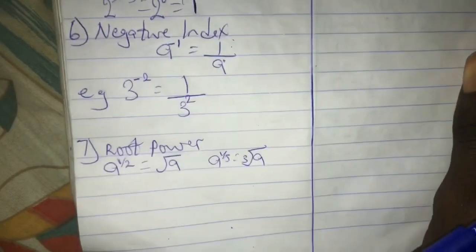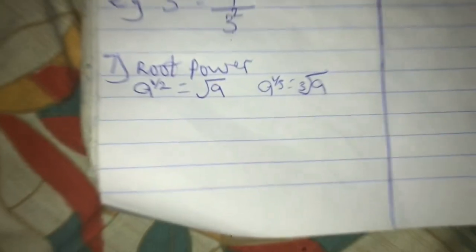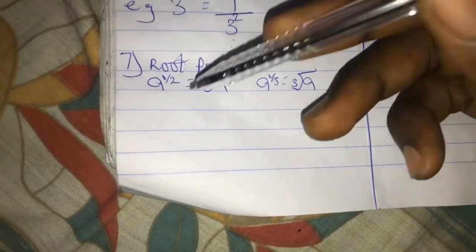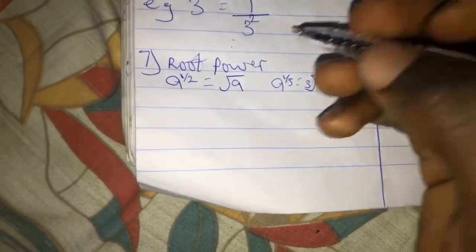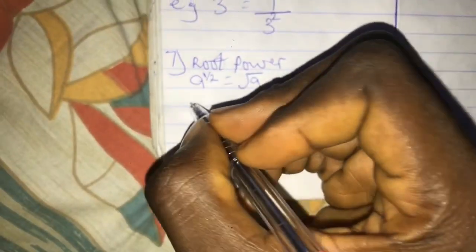So without wasting much of your time, let's go to the root power. The power of 1 over 2 means square root. The power of 1 over 3 is cube root. The power of 1 over 4 is fourth root. Alright, let me explain that. I'll explain it in the next law, which is the final one.